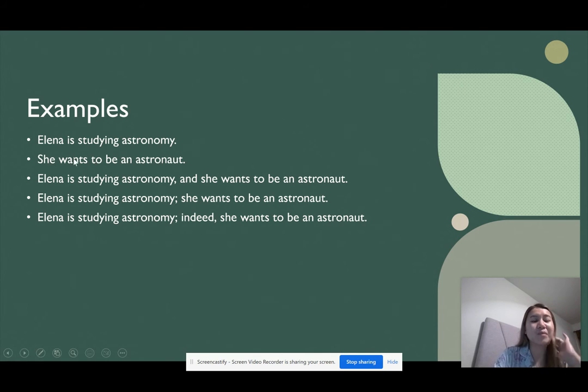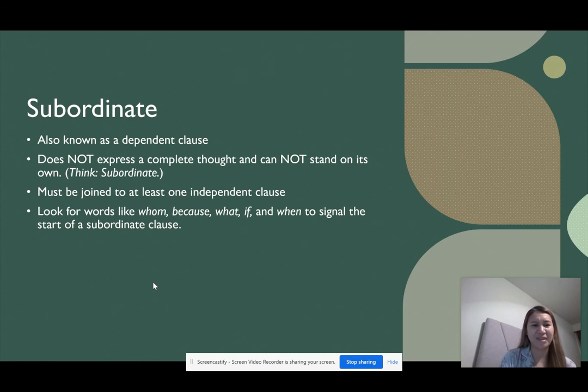What else? She wants to be an astronaut. Elena is studying astronomy, comma, and she wants to be an astronaut. Which is our conjunction here? And. Elena is studying, she wants to be an astronaut. So we have two independent clauses here, the first one and the second one, combined by a conjunction. Let's just pause this slide so you could look at the other examples. I feel like my video is getting too long.